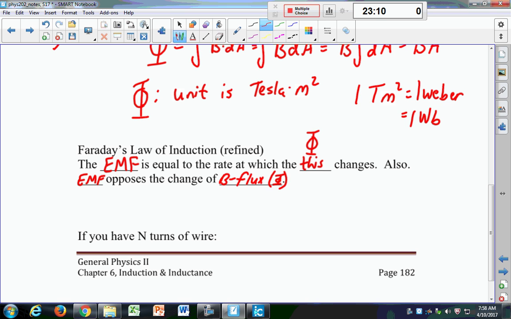But the coil of wire will resist any change in the magnetic field. And that's why the EMF will oppose the change of the magnetic flux. And so we express this mathematically like this. We say that the EMF, that's that script E, is equal to the negative, that's because it opposes, the rate at which the flux changes.